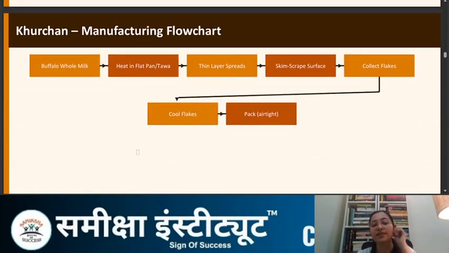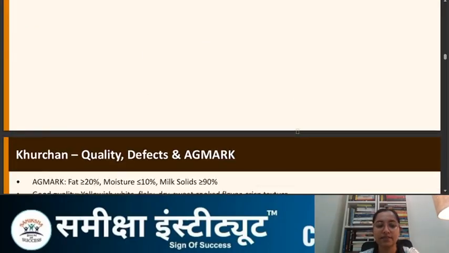So what is the manufacturing process? Buffalo whole milk is heated in a flat pan or tawa, then a thin layer is spread, and the skim surface is scraped again and again. So collect the flakes, cool them and pack in airtight containers.